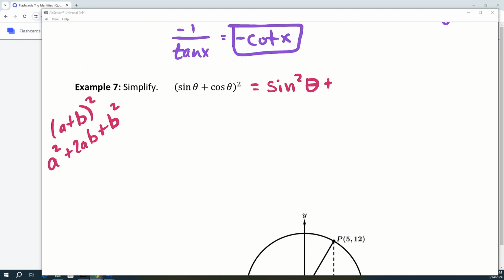All right, so we have a plus here, and then we're going to do 2 times sine of theta times cosine of theta. And the last sign is always going to be a plus sign. And then we're going to square cosine of theta. It's cosine squared. Okay, so if you're looking at this and you're looking at your identity sheet, is there anything that jumps out at you? There's actually 2 things we could change.